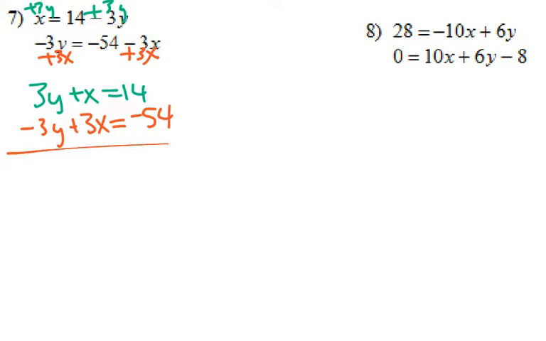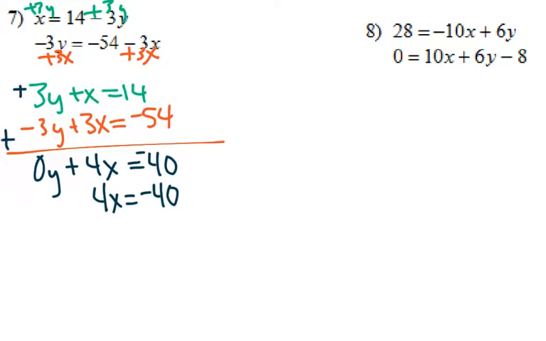Now they're lined up. Now I've got the positive 3y, negative 3y, so we get to add. So that's 0y. X plus 3x is 4x. 14 plus negative 54 is negative 40. So 4x equals negative 40. So we divide by 4. X equals negative 10.